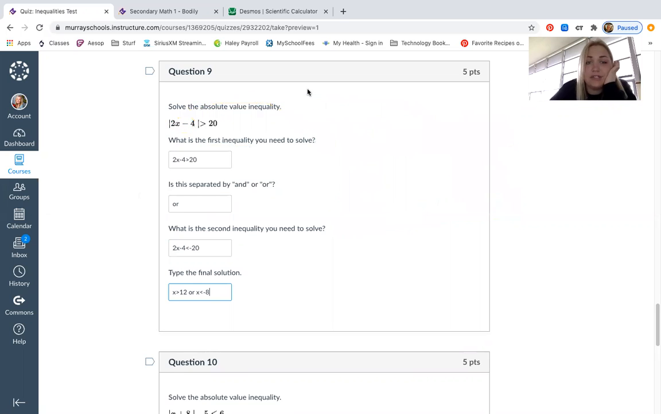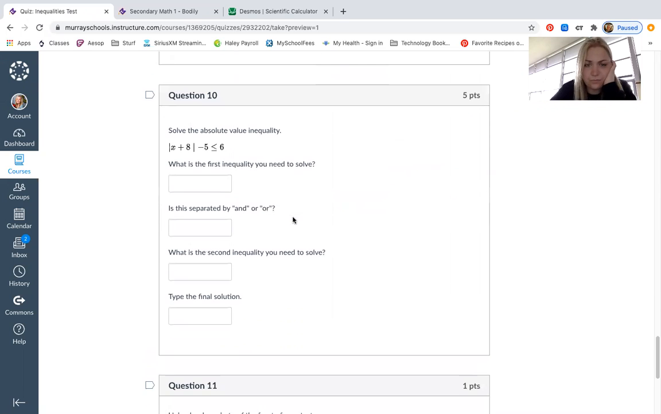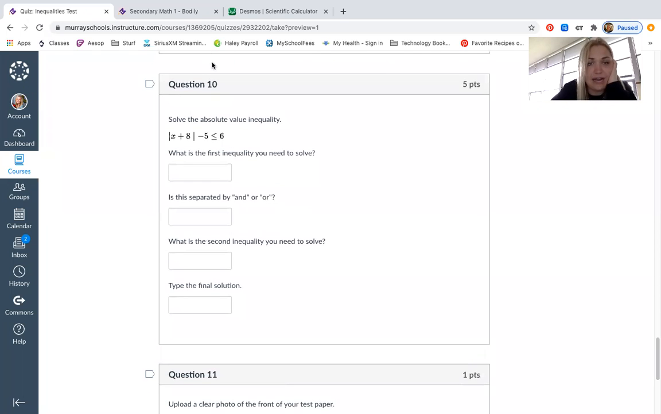Let's go ahead and do problem number 10. Remember, on problem number 10, before I can start solving it, I need to get rid of this subtracting 5. So I am going to go ahead and add 5 on both sides so that I can actually split my inequality. So I have absolute value of x plus 8. And then remember, when I added the 5, those are gone, and it's less than or equal to 6.